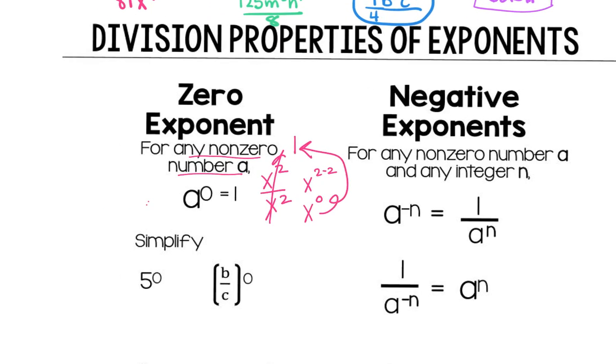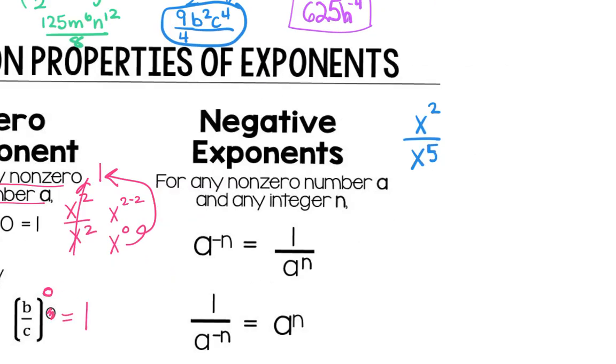So we can talk about 5 to the 0 power. That is going to be 1. This fraction to the 0 power, which really should be up here, is going to be 1. Anything to the 0 power is 1. Now we're going to talk about negative exponents.